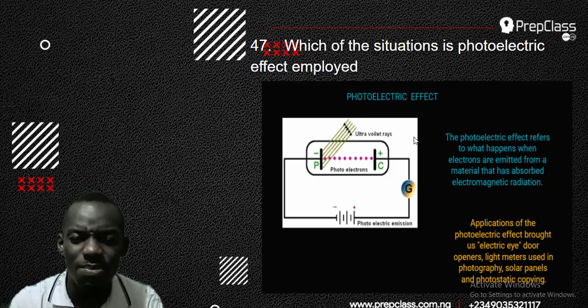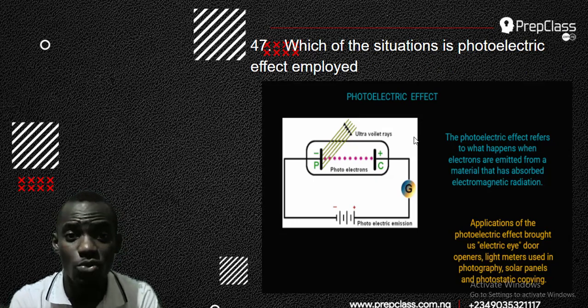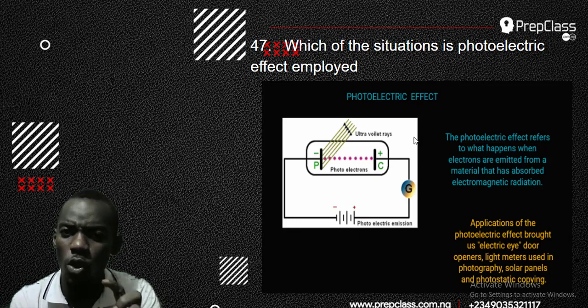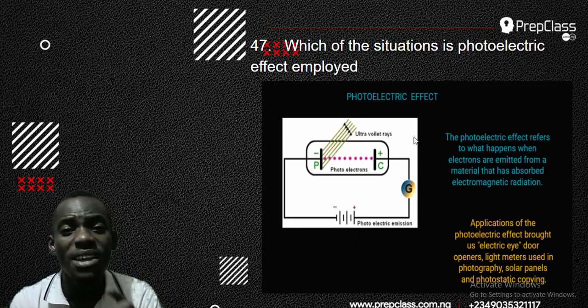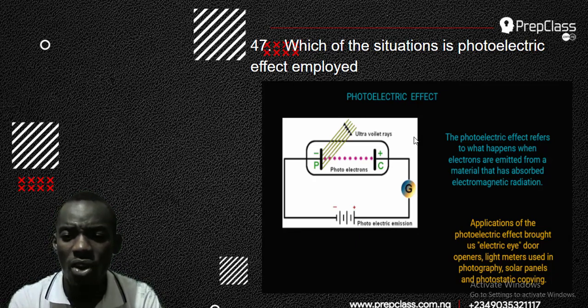Okay, but let's explain the photoelectric effect a little, as it was taught to us by Albert Einstein. Photo means light, electric means current, that's charge. The photoelectric effect refers to what happens when electrons are emitted from a material that has absorbed electromagnetic radiation. It has to do with when light shines on a light sensitive material, like what we have there.